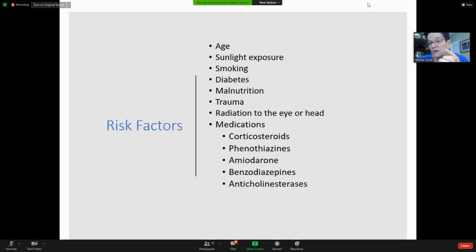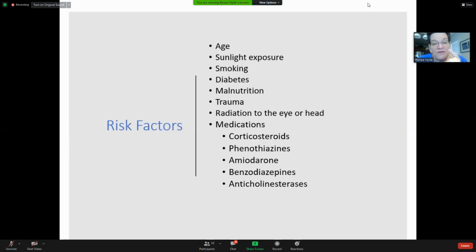Now, smoking is also a risk factor. Diabetes, malnutrition, trauma to the eye can cause development of cataracts. Radiation to either the eye or the head can either start or hasten the effects of cataracts. Now, there are some medications that will increase the risk of cataract development. Number one is corticosteroids, whether it's taken as an eye drop or as a pill, okay? Phenothiazines.